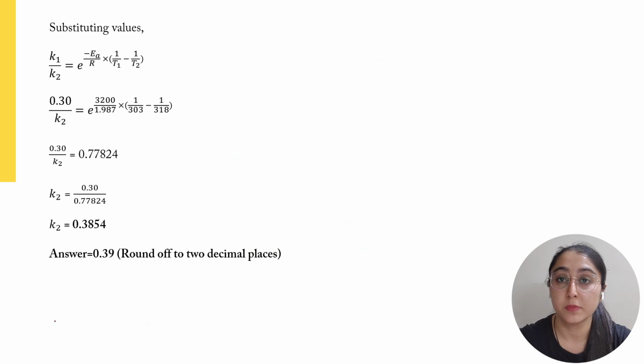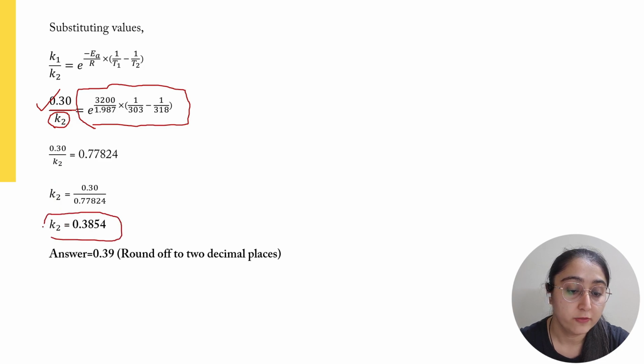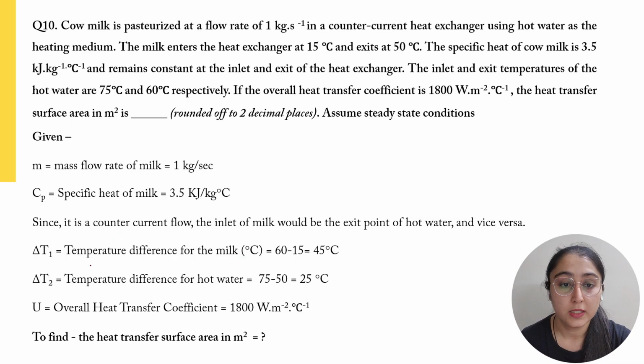Now here K1 becomes the water activity at the T1 that we know, which is 0.30, and we need to calculate K2, which is the water activity at the T2. So putting in all the values, we get this, and once we solve this, K2 comes out to be 0.3854. Since we need to round off to 2 decimal places, it comes out to be 0.39. Therefore, the correct answer to this question will be 0.39.